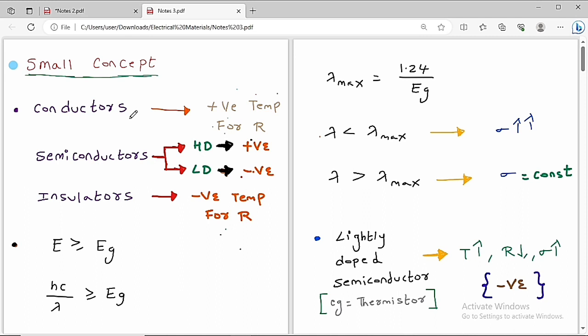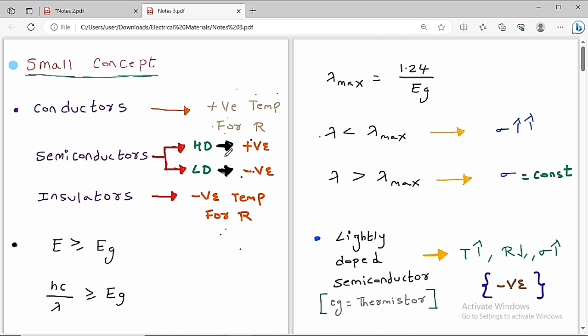A conductor always has a positive temperature coefficient of resistance. As temperature increases, resistance will also increase. In the case of semiconductors, we have two things based on the type of doping. If we go for high doping, we will have a positive temperature coefficient of resistance. If you go for light doping, it will have a negative temperature coefficient of resistance. Insulators will always have a negative temperature coefficient of resistance. So, positive temperature coefficient means that as temperature increases, the resistance will increase. Negative means that as temperature increases, the resistance will decrease.